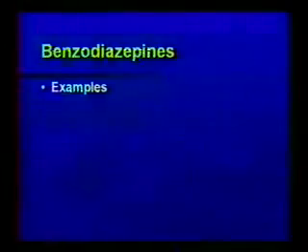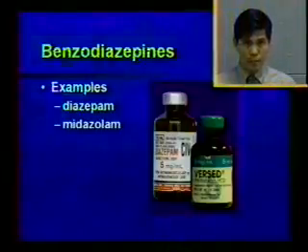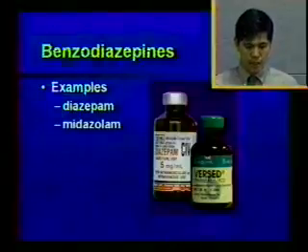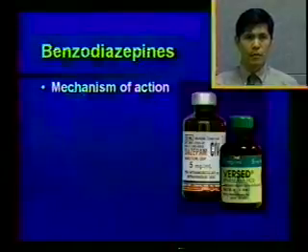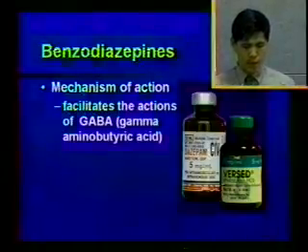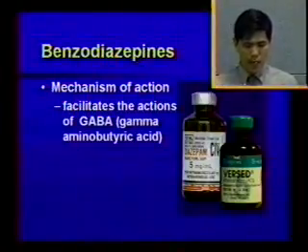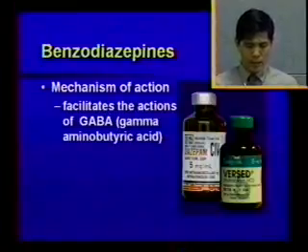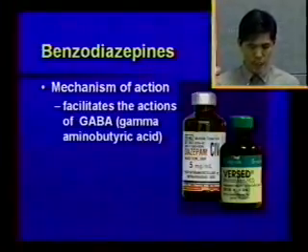Now let's go to another group of sedatives, benzodiazepines. These are the two drugs commonly used in veterinary practice, diazepam and midazolam. What is the mechanism of action of benzodiazepines? They facilitate the actions of gamma-aminobutyric acid. This GABA is an inhibitory neurotransmitter. Therefore, if you facilitate that, there will be sedation.